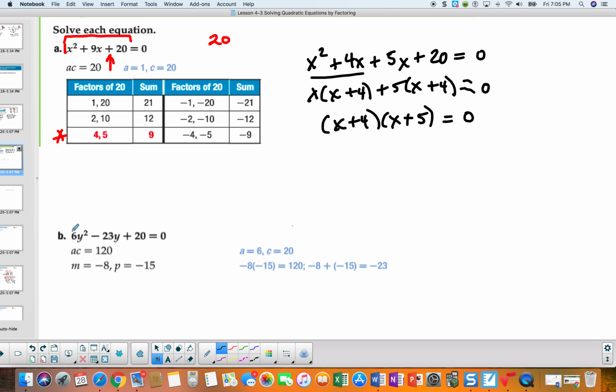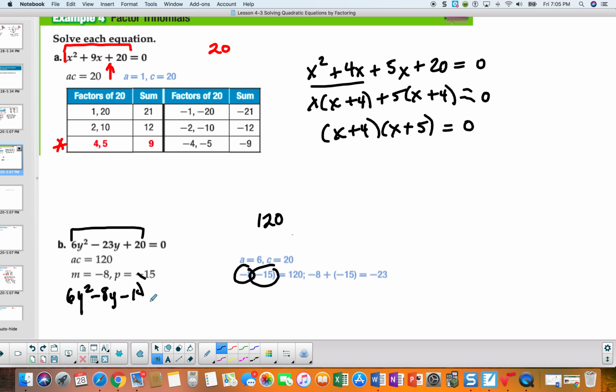All right, let's go do it here. This is going to be 6 times 20, which is 120. There are all kinds of ways to write 120. One way is to multiply -8 and -15. And -8 times -15 makes a positive 120. Those are the factors I want. So again, we're going to write 6y squared, and instead of -23y, we're going to write -8y minus 15y. And then plus 20.